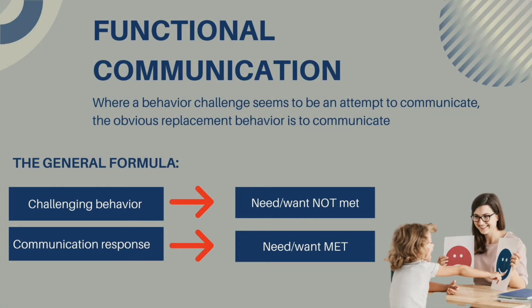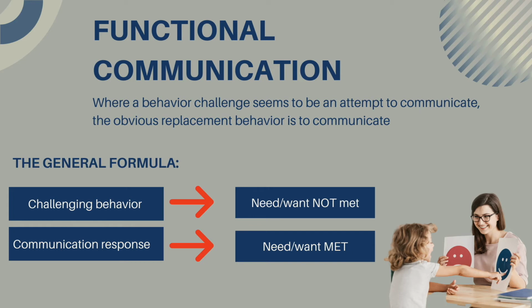Whenever a behavior problem seems to be an attempt to communicate a want or a need, the obvious replacement behavior is to engage in some functional communication. The exact form of the communication might vary depending on the skill level of the individual, but we want to teach them to ask for things or otherwise get their needs met.